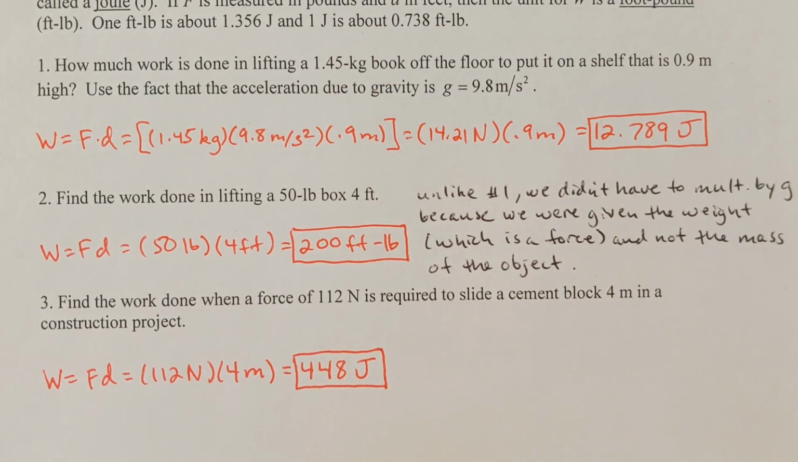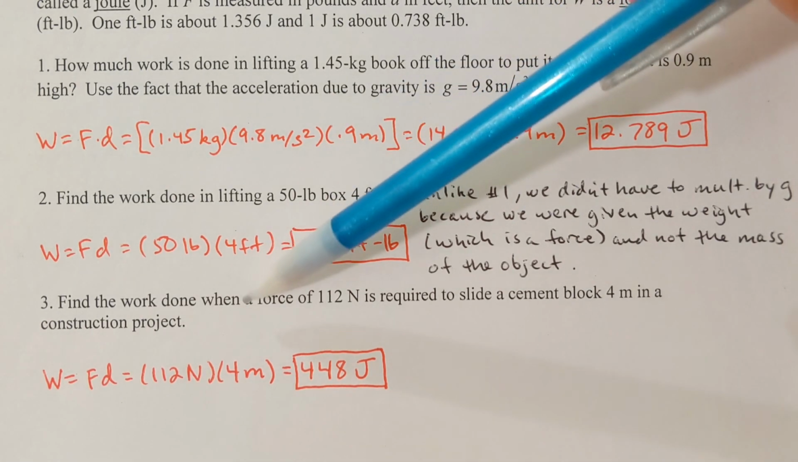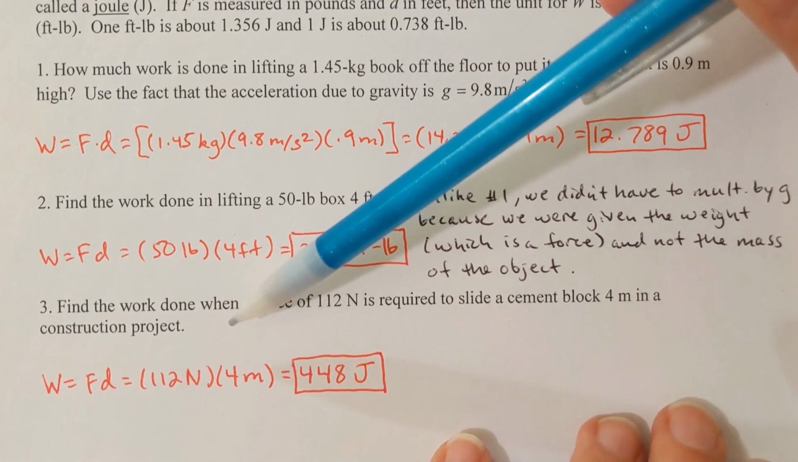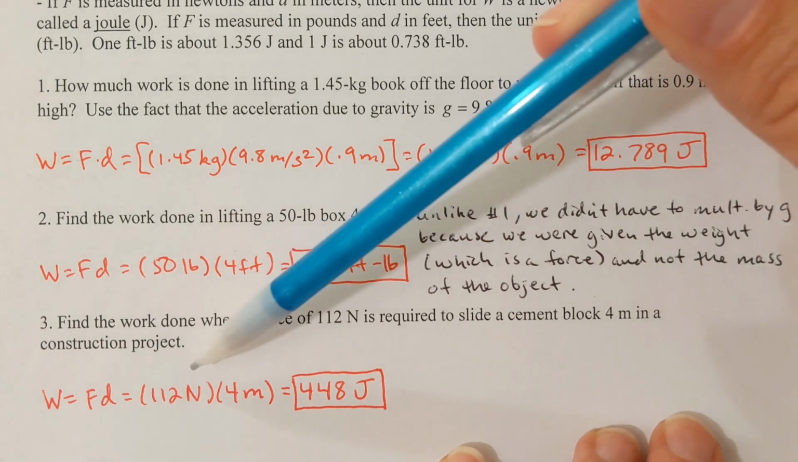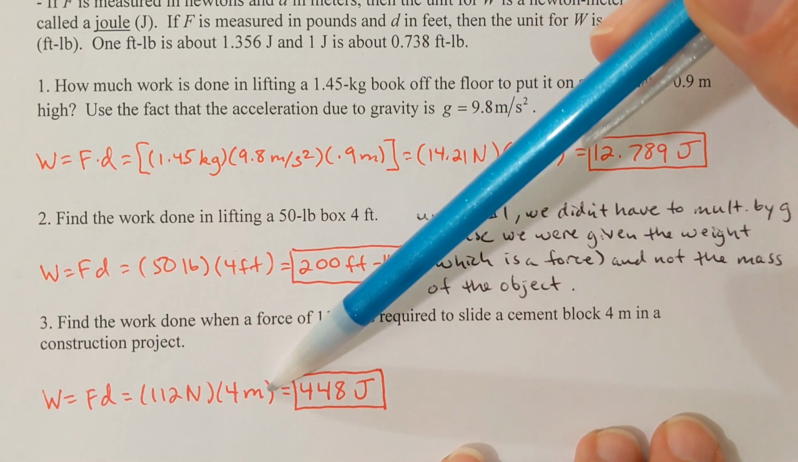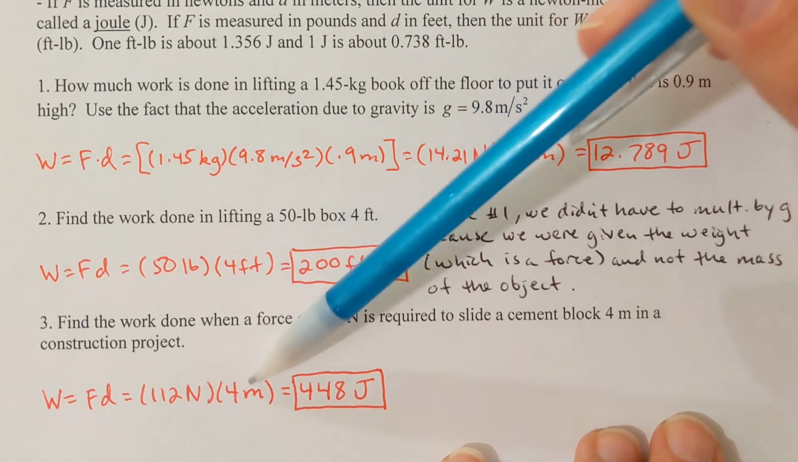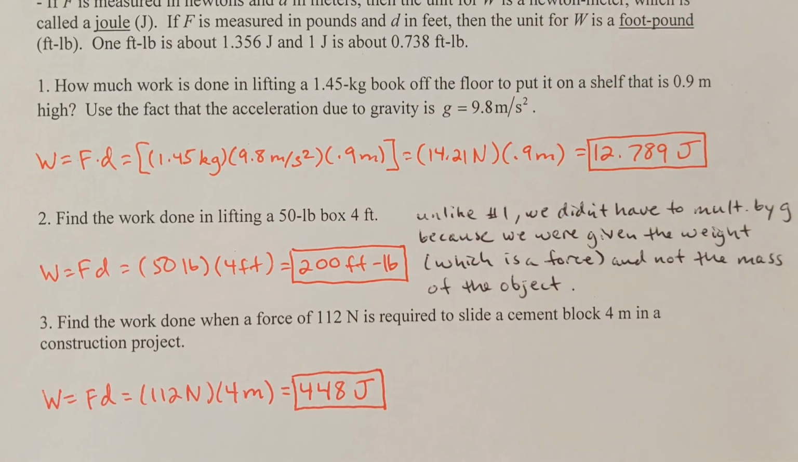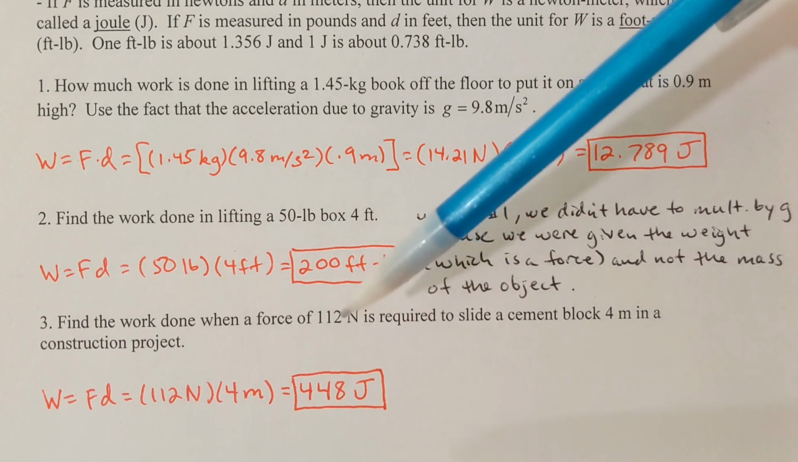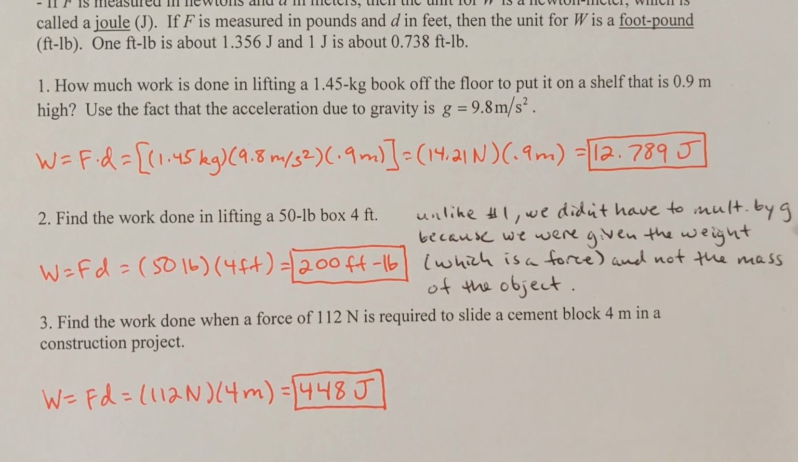Problem 3, find the work done when a force of 112 newtons is required to slide a cement block 4 meters in a construction project. Okay, so in the SI system, the unit measure for force is a Newton, and the distance is in meters. And I'll just simply multiply these two numbers together then, and I get 448 joules. Okay, or 448 Newton meters is the same thing.